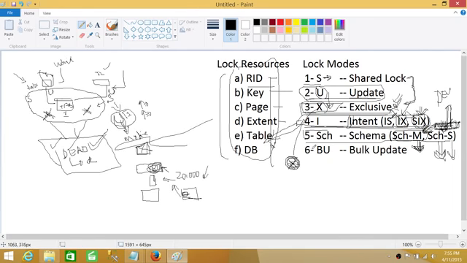The next lock mode is bulk update. Bulk update is sometimes much better if you're uploading sensitive data and you do not want dirty reads to happen during your upload. It's always a good idea to define that I am going to lock this table because I'm inserting a lot of data, a bulk operation is going on. So I'm going to lock this table for a particular period of time, and place a lock called BU, that is bulk update.